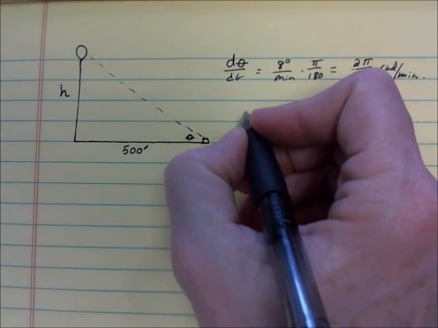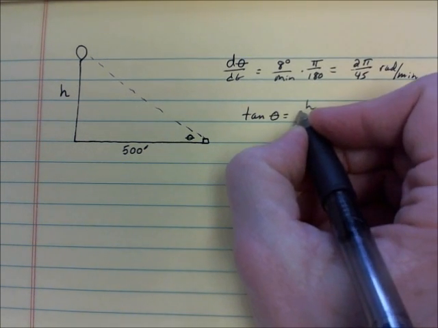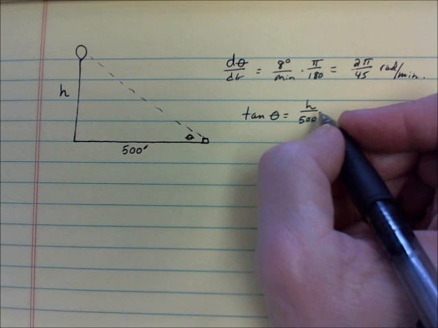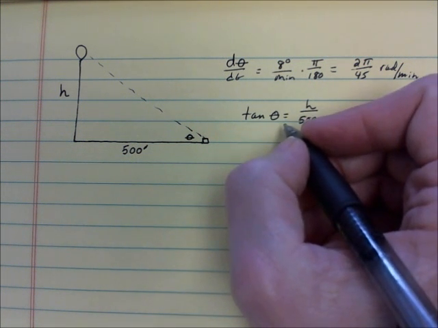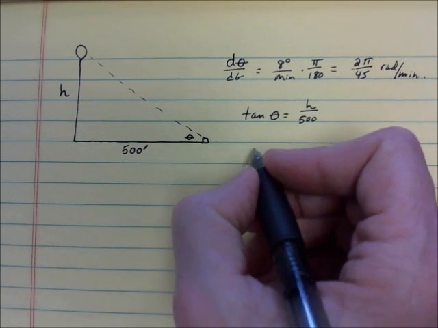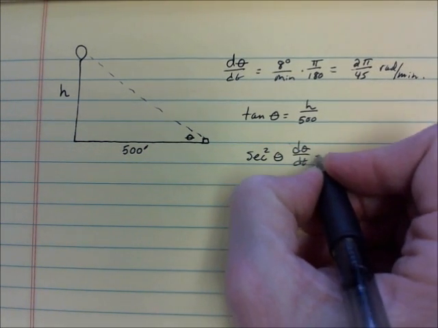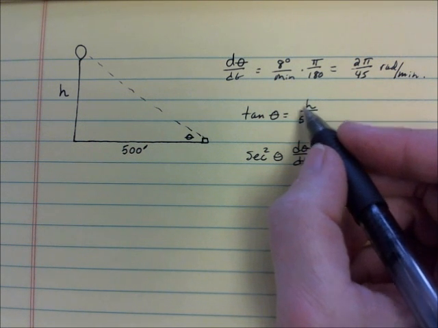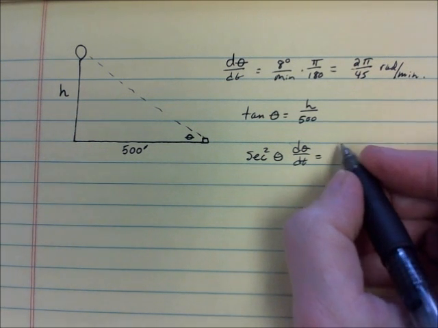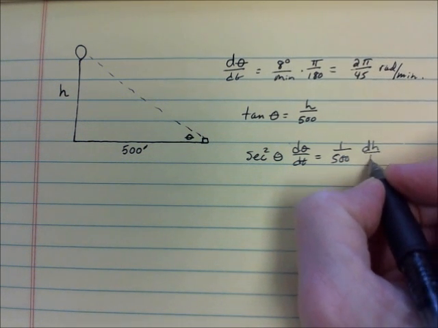Well, like I just said, SOHCAHTOA says that the tangent of theta is equal to opposite over adjacent. And this is in terms of feet. So now what we can do is we can take the derivative of this with respect to time. So the derivative of tangent is secant squared. So we have secant squared of theta, d theta dt, is equal to, well, this is the same thing as 1 over 500 h. So 1 over 500 h, the derivative of that is just 1 over 500, because that's a constant, and then we have dh dt.